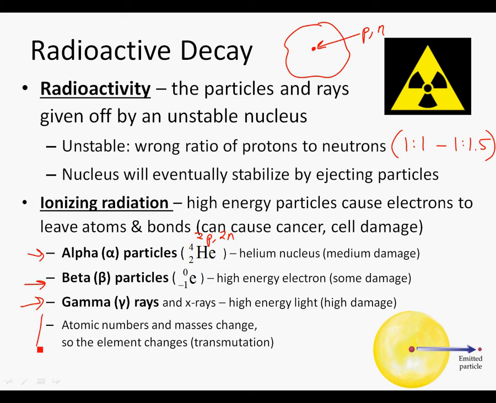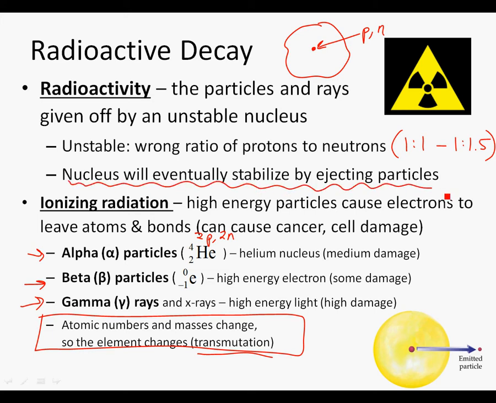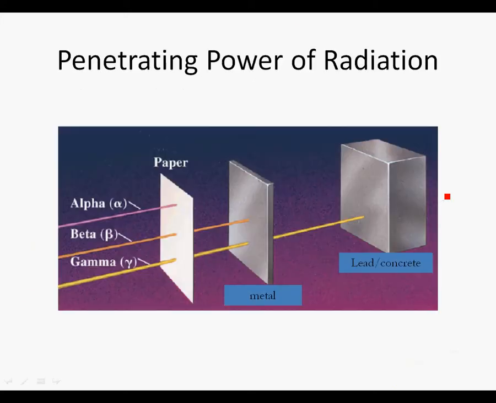An important thing to know about all this radioactive stuff is that when these particles are spit out of the nuclei inside the atoms, it actually changes the atom's atomic number and mass, and that will actually change the element. It's called transmutation when it changes the element. When those particles are spit out, the atom eventually stabilizes itself by ejecting all those particles and just ends up as a regular old stable atom, no longer radioactive.